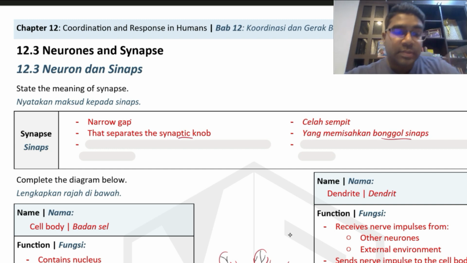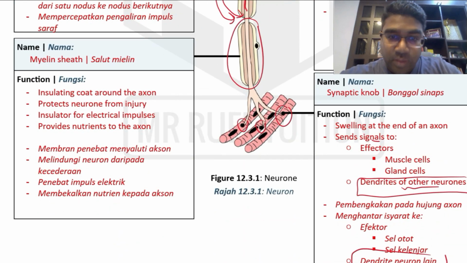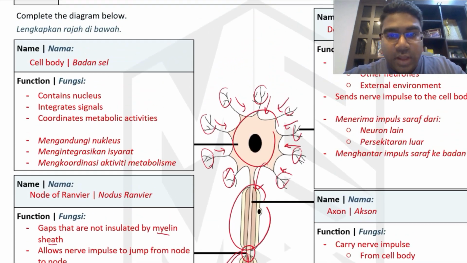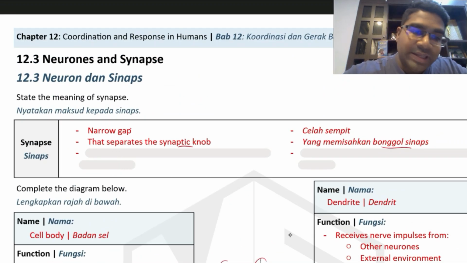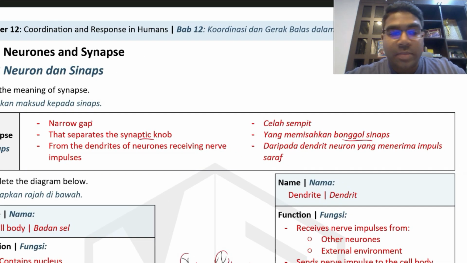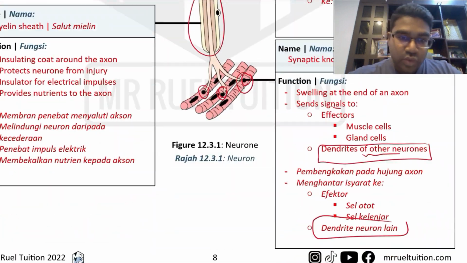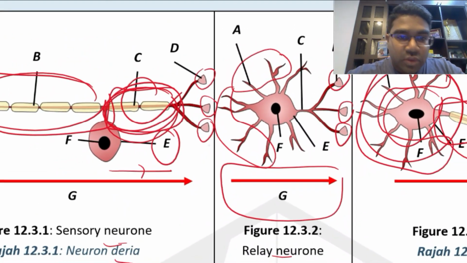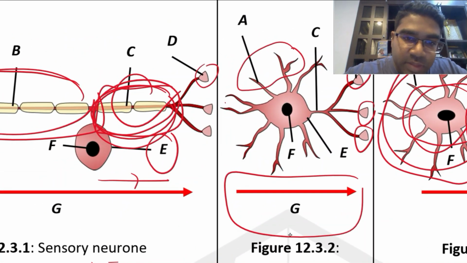Ingat tak? Tadi kita sudah buat ini. Sini. Bonggol synapse. This one. Okay. From what? Daripada dendrite. Daripada dendrite neuron yang menerima impuls saraf. From the dendrite of neuron receiving the nerve impulse. That means, mari saya tunjukkan dalam gambar ini. Contohnya di sinilah. Example will be here.